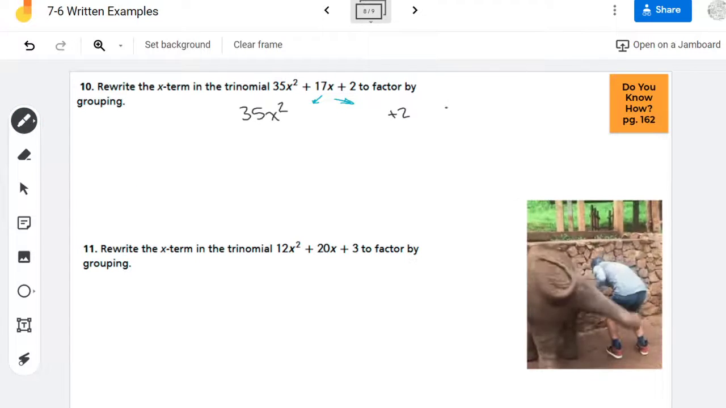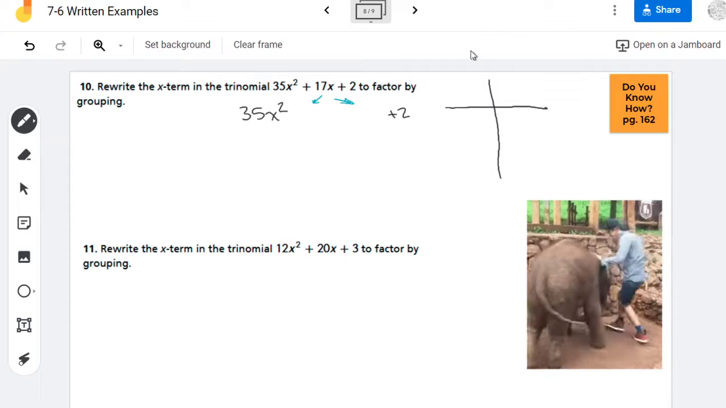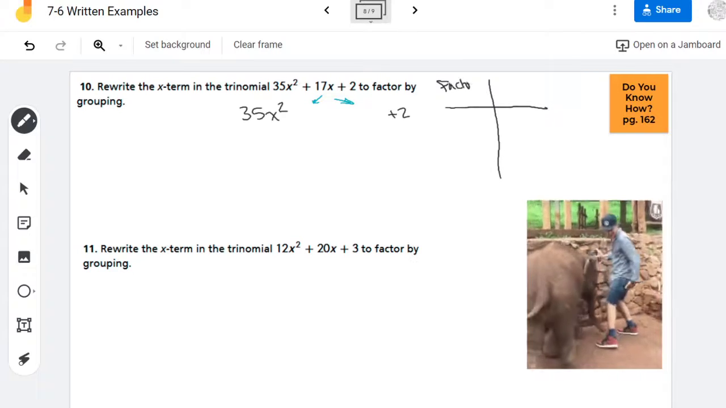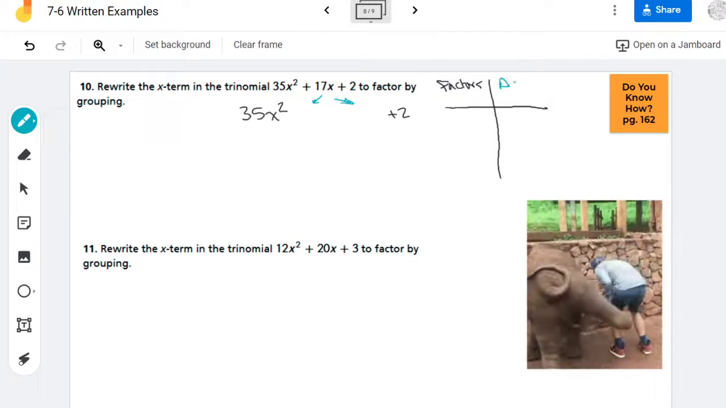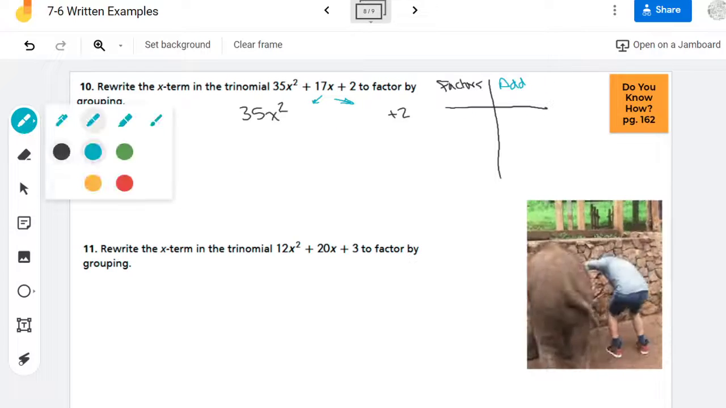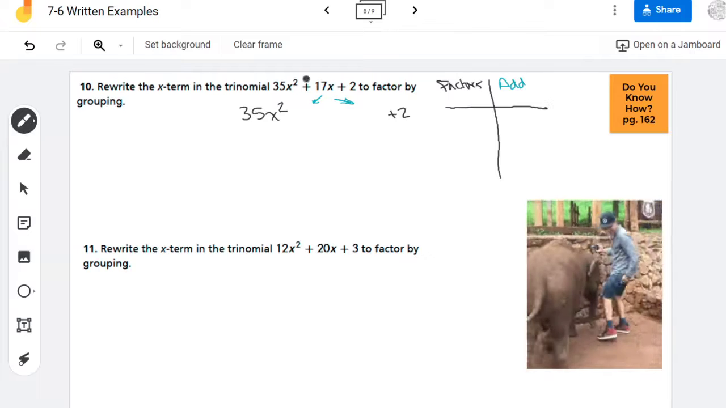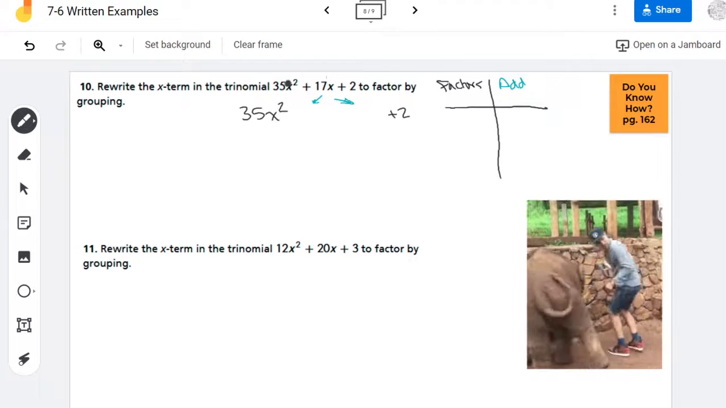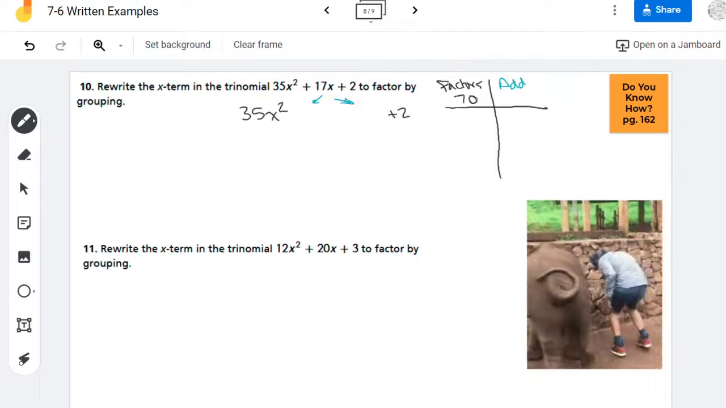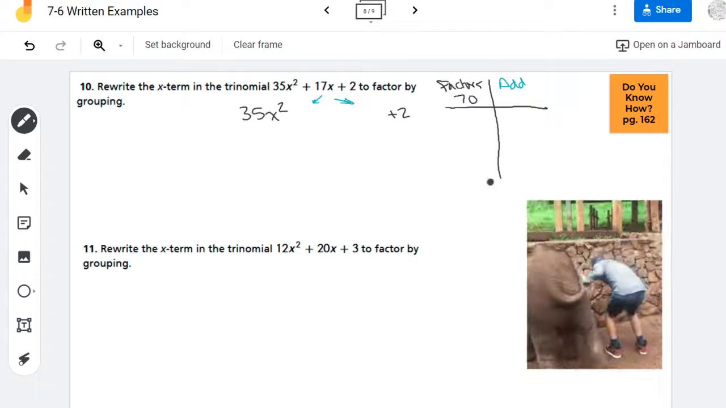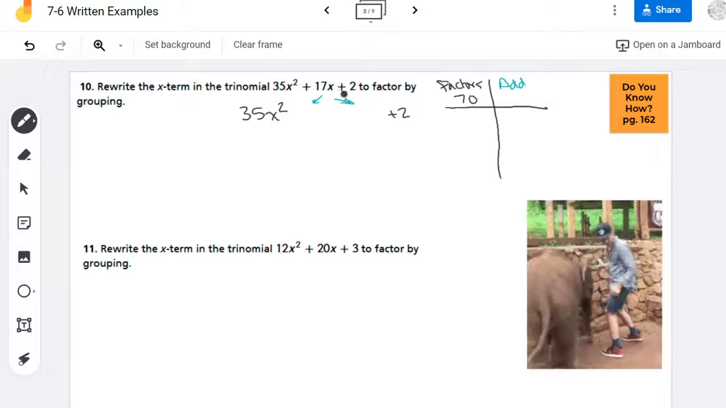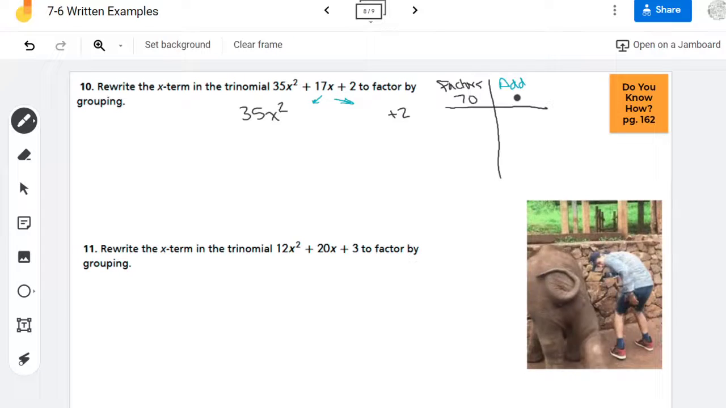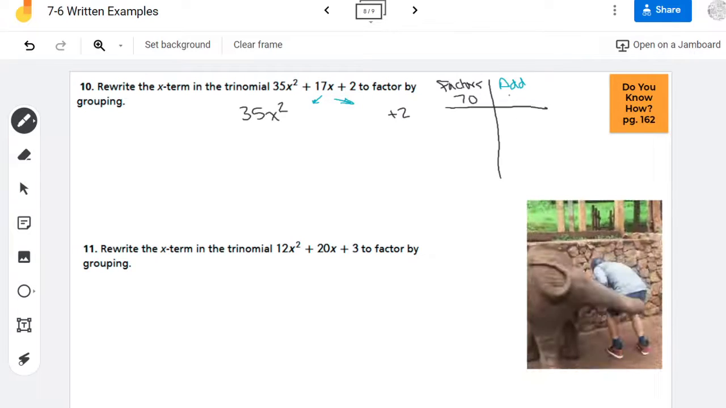Now the way that I do that is I'm going to set up a table. And so on that table, on the left-hand side, I'm multiplying a times c. So 35 times 2 is 70. So I'm looking for the factors of 70, and I'm adding in this case because my second visible sign is a plus. They've got to add to make 17.